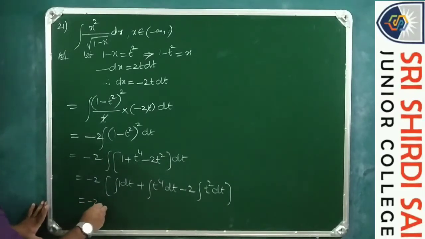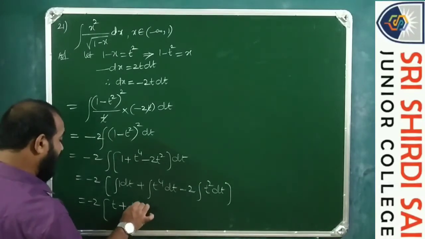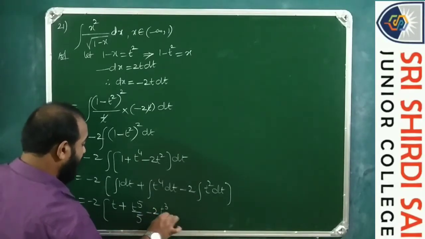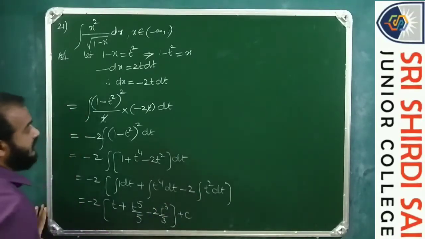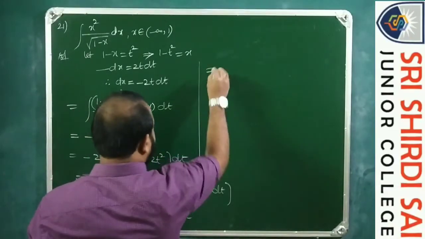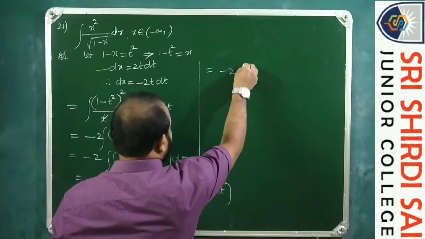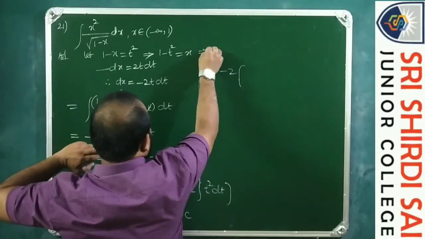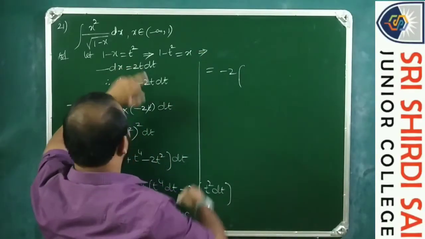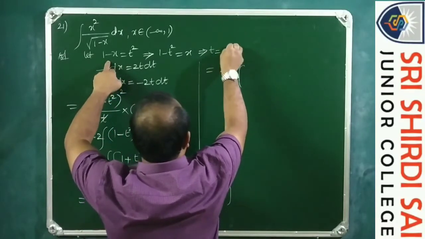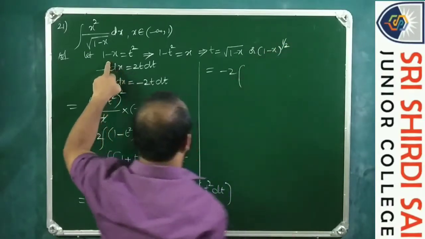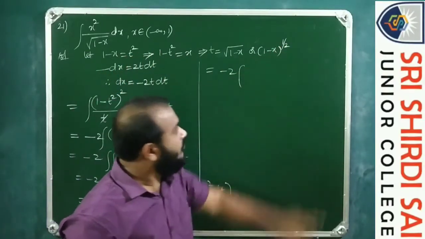So this is minus 2 into integral 1 dt is t, plus integral t power 4 dt is t power 5 by 5, minus 2 integral t square dt is t cube by 3, plus constant of integration c. So this is equals to minus 2. 1 minus x is t square, while t is equals to root of 1 minus x or 1 minus x whole power 1 by 2. So the value of t is 1 minus x whole power 1 by 2.